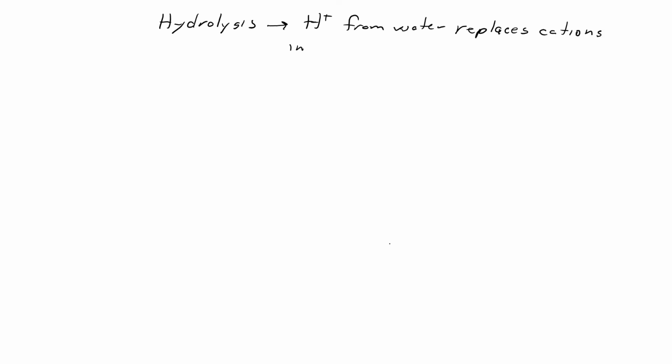So the bottom line is that in hydrolysis, the H+ from water replaces the cations in a strong igneous mineral, let's say. Could also be metamorphic, but these typically tend to be found in igneous rocks. And turns it to clay.